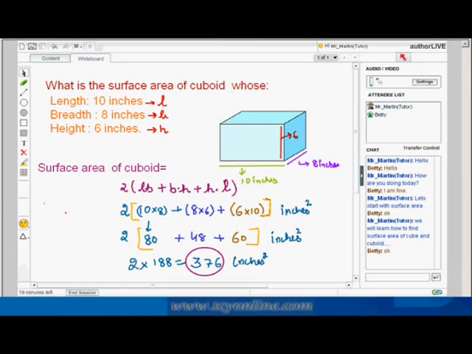Let us consider another example. We are required to find out the surface area of a cuboid whose length is given as 10 inches, breadth is equal to 8 inches and height is equal to 6 inches. The surface area can be calculated by using the formula 2 times length times breadth plus breadth times height plus height times length. We need to plug in the value of length, breadth and height into the formula and simplify the expression. The surface area is calculated to be 376 square inches.